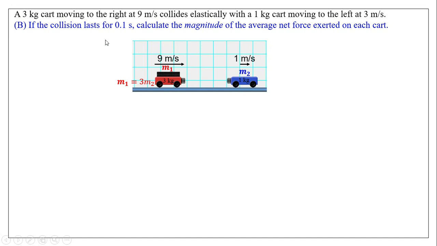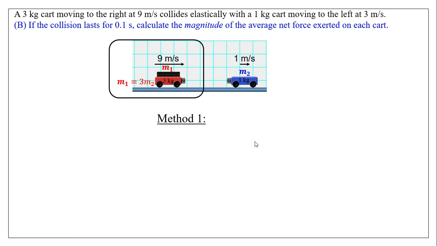Now, part B asks you, if the collision lasts for 0.1 of a second, calculate the magnitude of the average net force acting on each car. Well, when they collide, they exert an equal but opposite force on each other. All right, so let's go ahead and find part B. To do part B, I'm just going to go with the mass on the left side. You don't have to. I'm actually going to show you how to do the mass on the right side later on, M2, if you want.